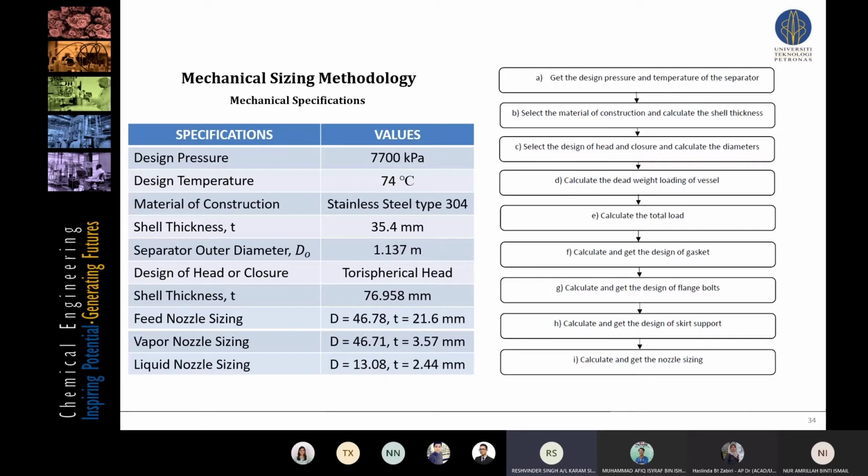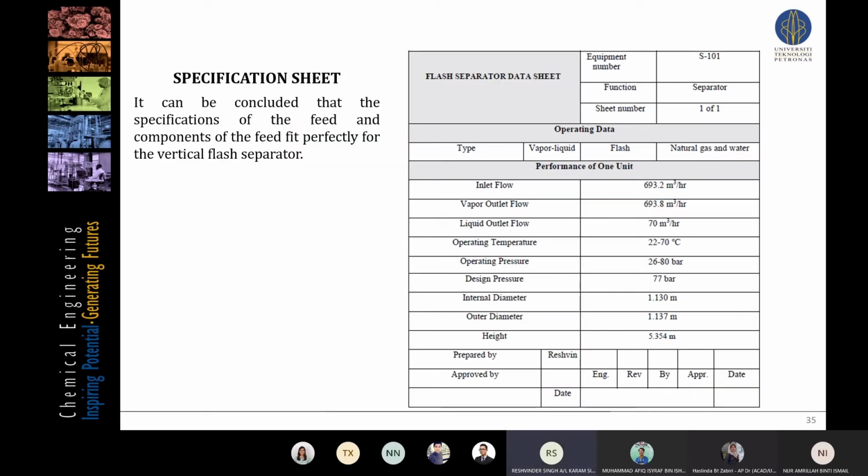Now moving on to the next slide. So this is the specification sheet, where the operating conditions, pressure, temperature, then the diameter, height, and the flow rates are included, and it's proven that all the specifications fit perfectly for the vertical flash separator. Now moving on to the next slide.